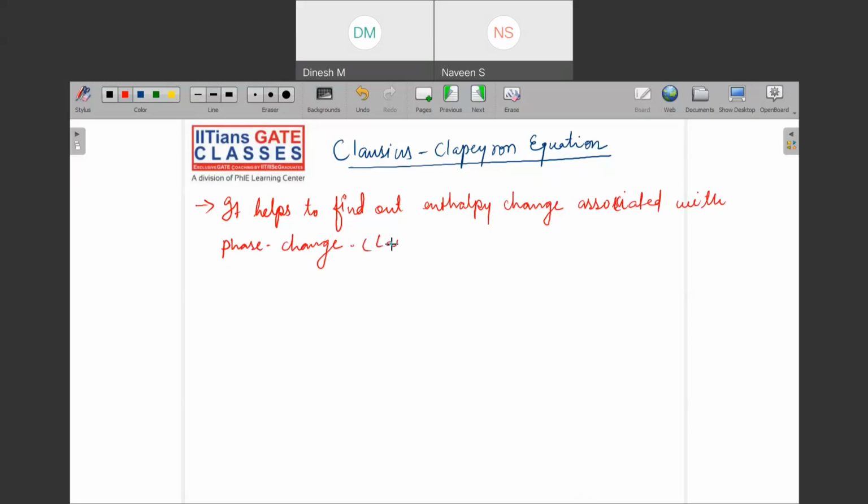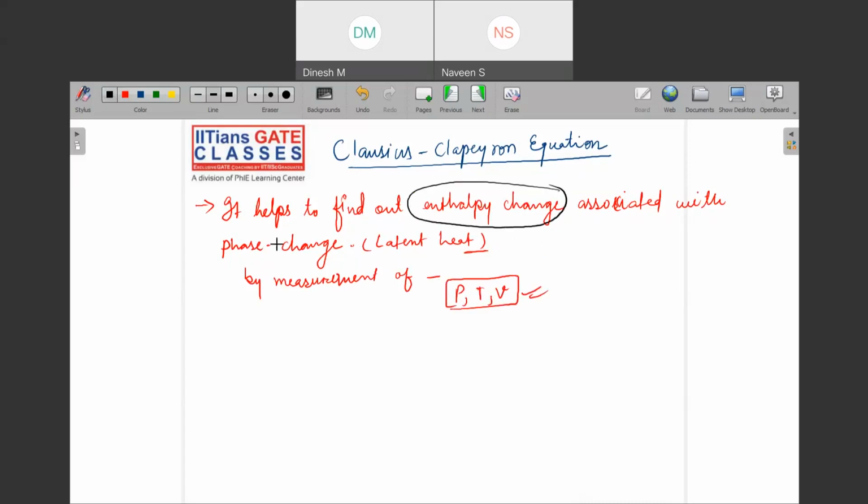Phase change means, what is the enthalpy in phase change? Is the latent heat, right? Latent heat by measuring just pressure, temperature and volume. So if we know the changes in these, then we will be able to find out the enthalpy change associated with the phase change.